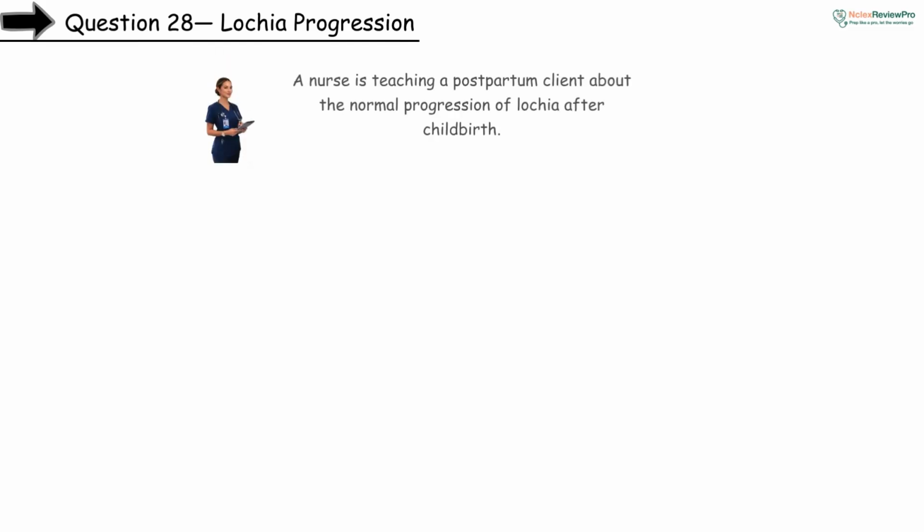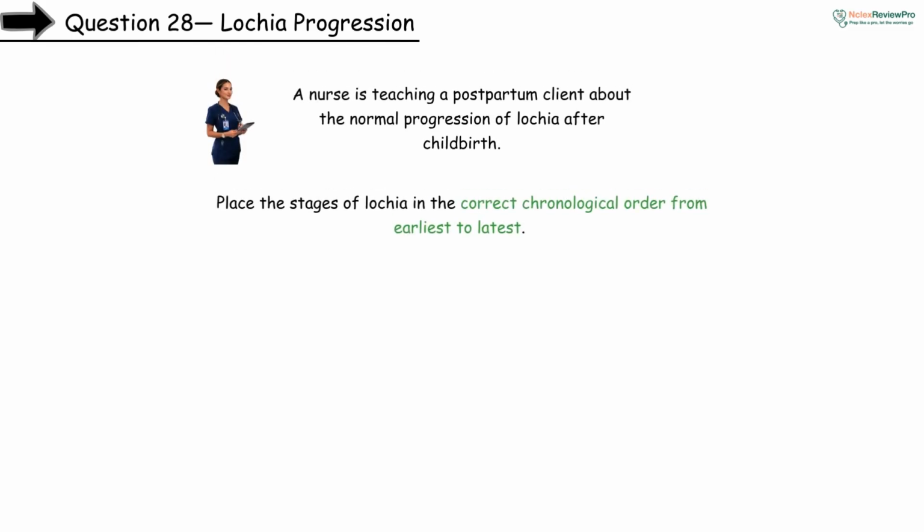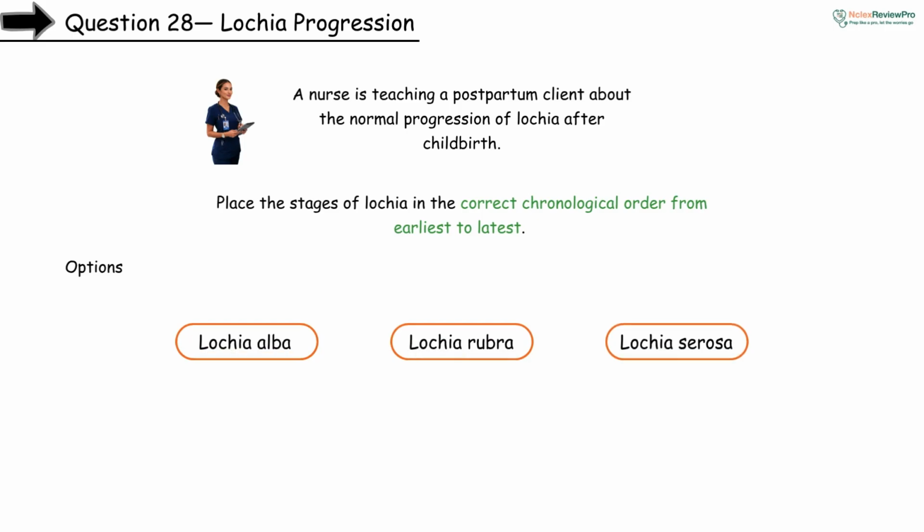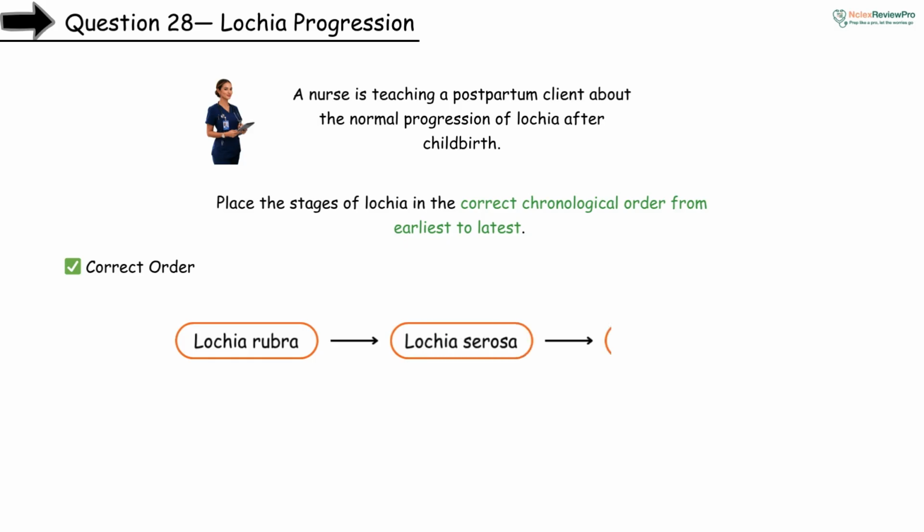Question 28. Ordered response. All right, let's break this down. We have a postpartum teaching scenario, and the question is asking, place the stages of lochia in the correct chronological order from earliest to latest. Let's look at the options. Lochia alba, lochia rubra, lochia serosa. Take a moment and think about your answer. The correct order is lochia rubra, lochia serosa, lochia alba.